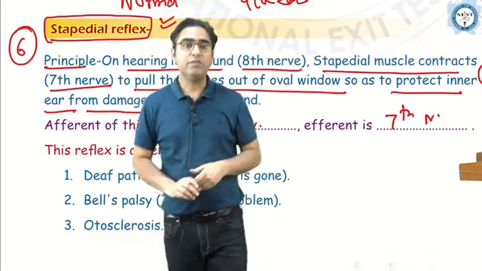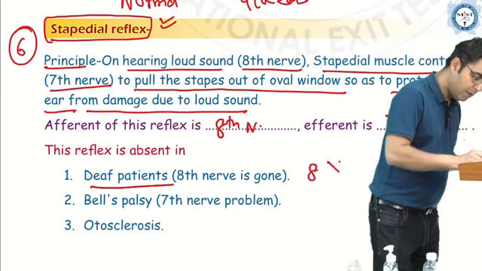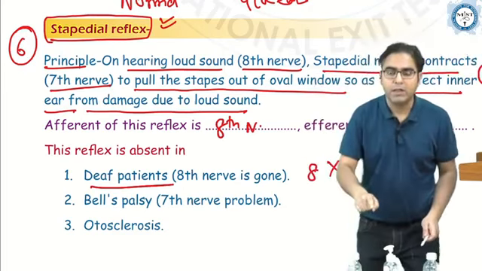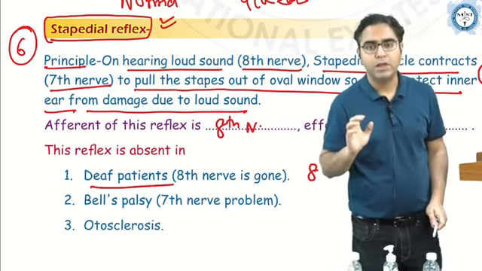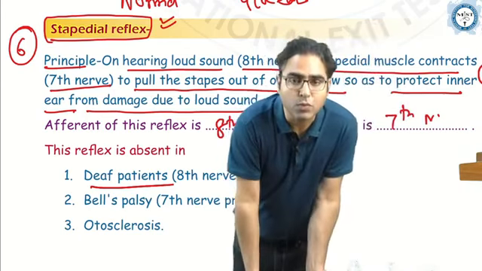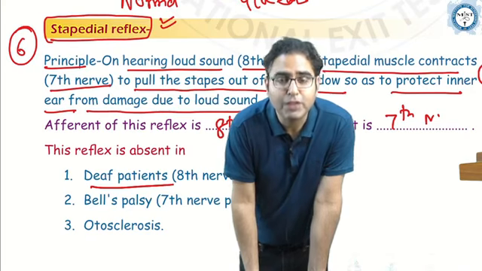Okay. Now this reflex is absent in deaf patients. 8th nerve gone, beta. The reflex only comes when both nerves are intact, beta. The afferent nerve and efferent nerve should be intact. Only then will the reflex come. Deaf patient, beta. On hearing loud sound, first you have to hear it.